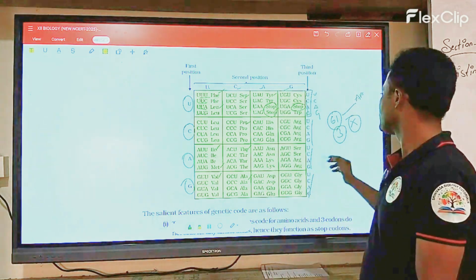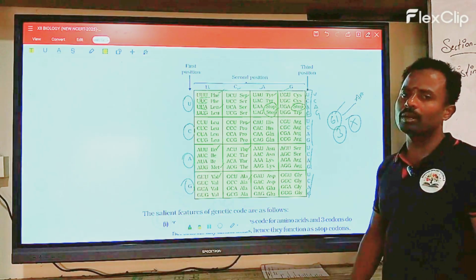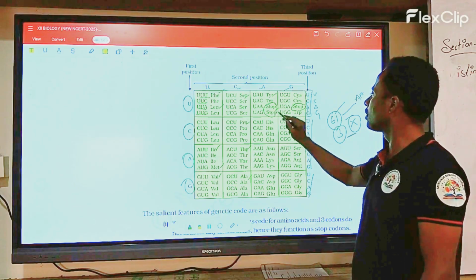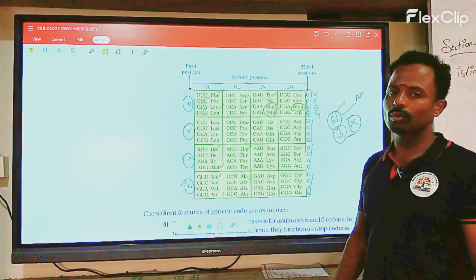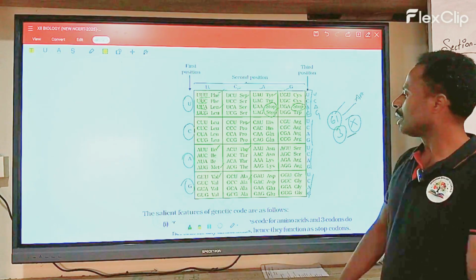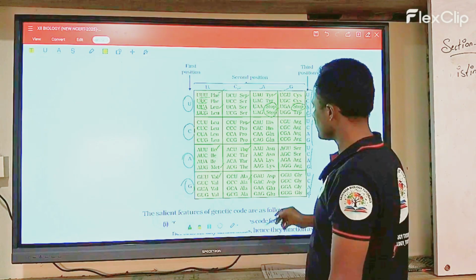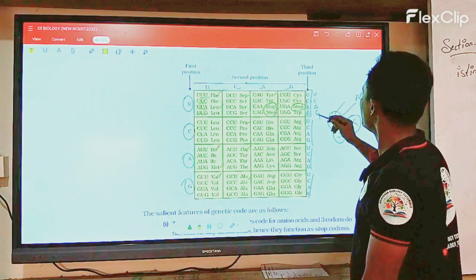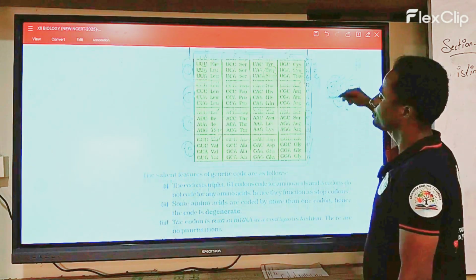Before I go on: only 61 codons code for amino acids, and 3 codons do not code. What are those called? Stop codons. Those codons do not bind with any amino acid. Okay? This is the genetic code map. Clear? This is next.